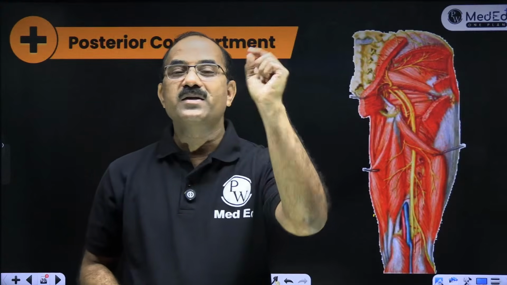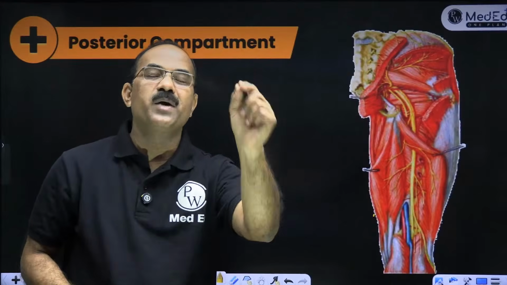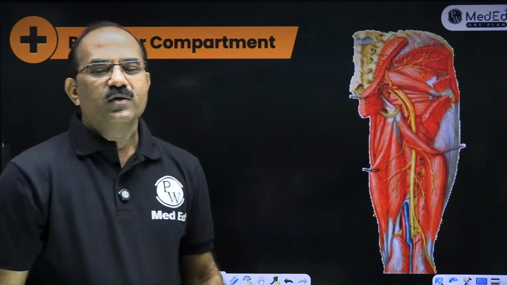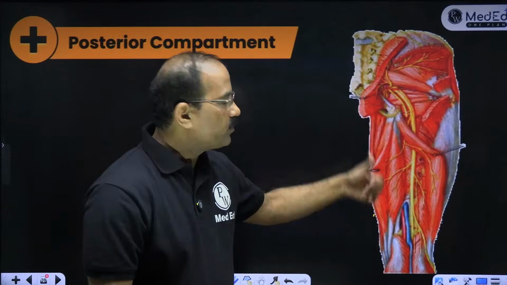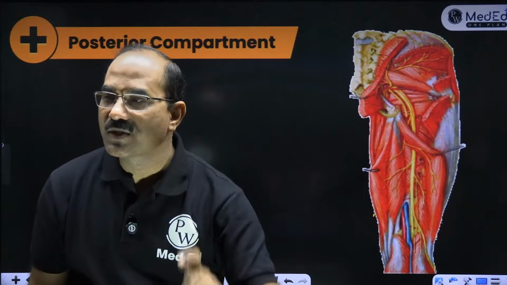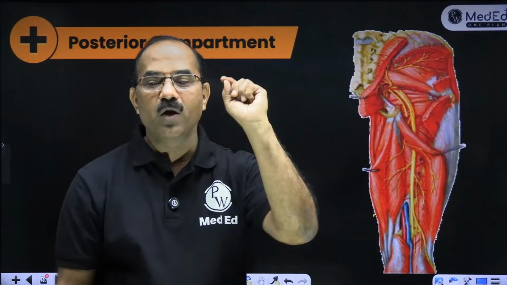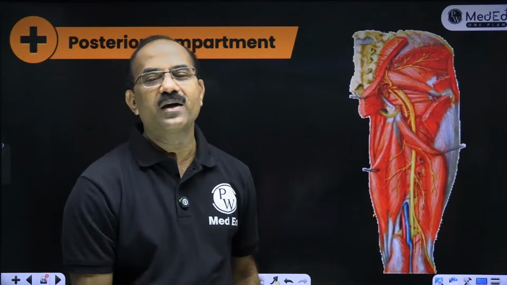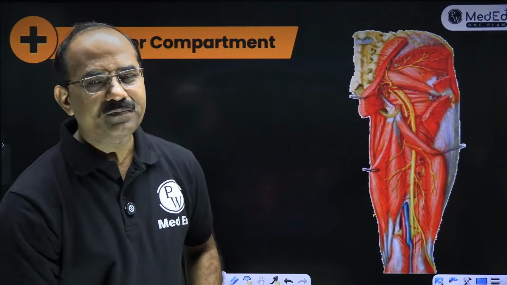And second, its nerve supply is the common peroneal part of sciatic nerve. So short head of biceps is not a hamstring. Why? Because it arises from linea aspera of femur. Second, it is supplied by the common peroneal part of sciatic nerve. It is not tibial part. So it is not a hamstring. Fine.